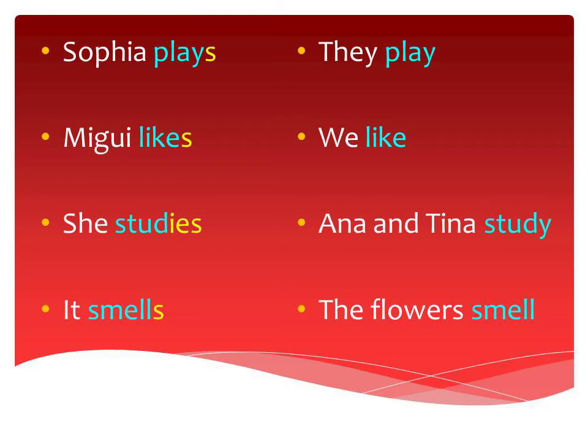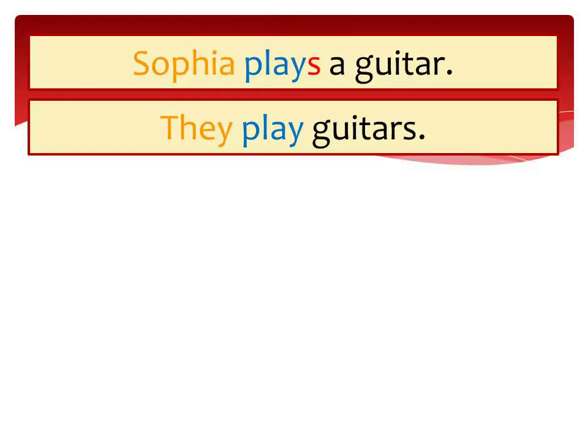So let's use these in sentences. Sophia plays a guitar. And they play guitars. You see the difference there? Sophia, only one, plays with S. And they, which is plural, the verb has no S. They play guitars.